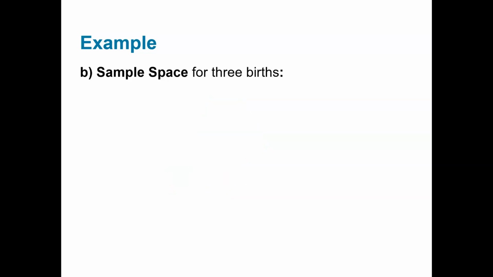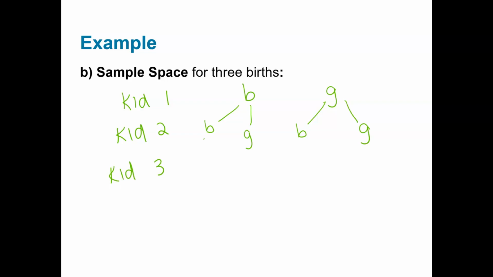So let's take a look at the sample space for 3 births. So let's just say, okay, for kid 1, you could have a boy or a girl. For kid 2, well, let's say you had a boy first, you could have a boy again, or you could have a girl. If you had a girl first, you could have a boy or a girl. All right, what about kid 3? Well, that could be a boy or a girl. That could be a boy or a girl. That could be a boy or a girl. And that could be a boy or a girl. So we kind of follow it along.